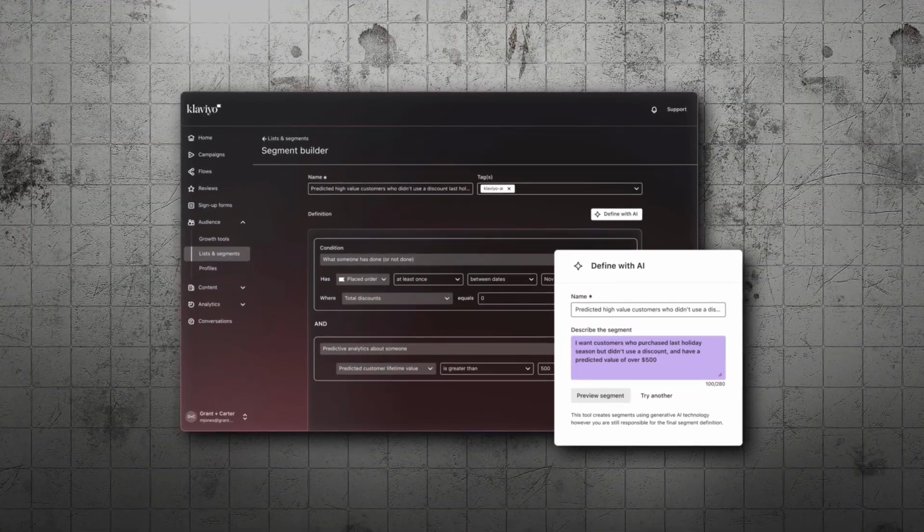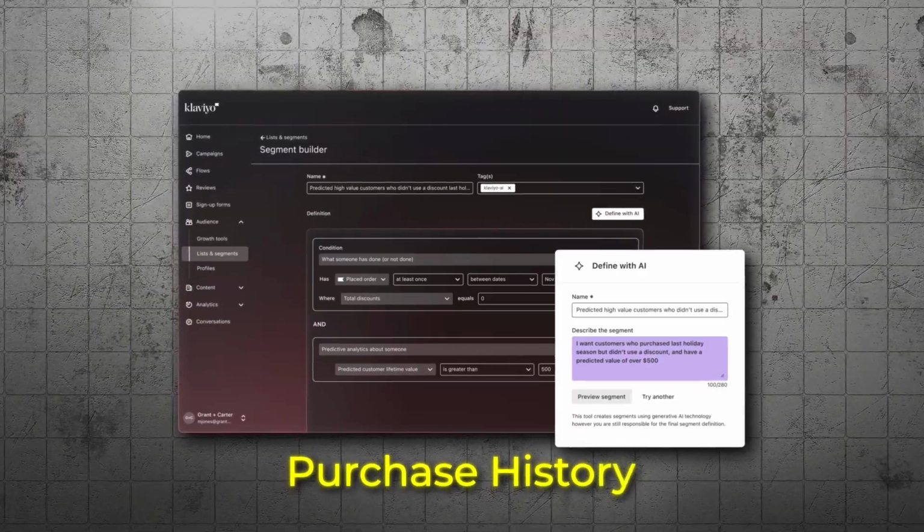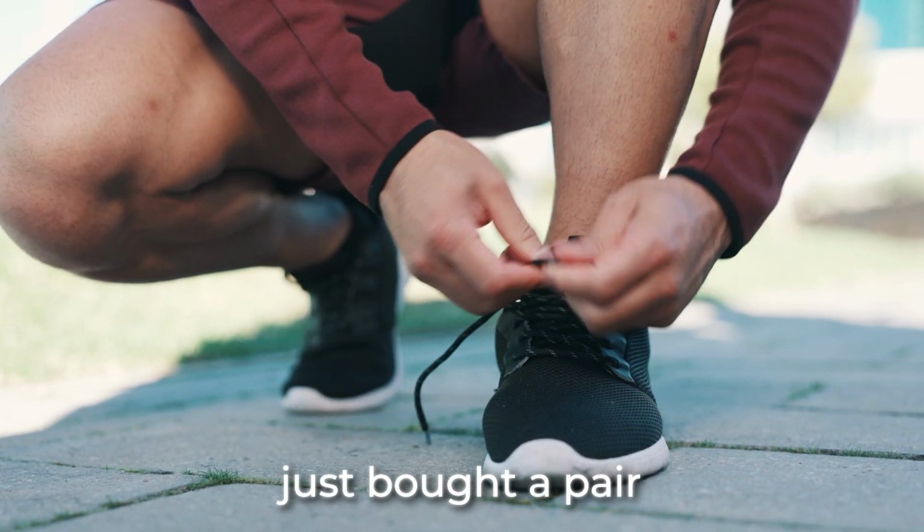Next, we're segmenting based on purchase history. This is a goldmine if you know how to use it right. Let's say someone just bought a pair of running shoes. Instead of blasting them with random emails, you can strategically segment them and send an offer for matching running socks or a waterproof shoe spray. This isn't just about making another sale, guys. It's about providing real value to the customer with relevant offers, products, and promotions that they're most interested in.